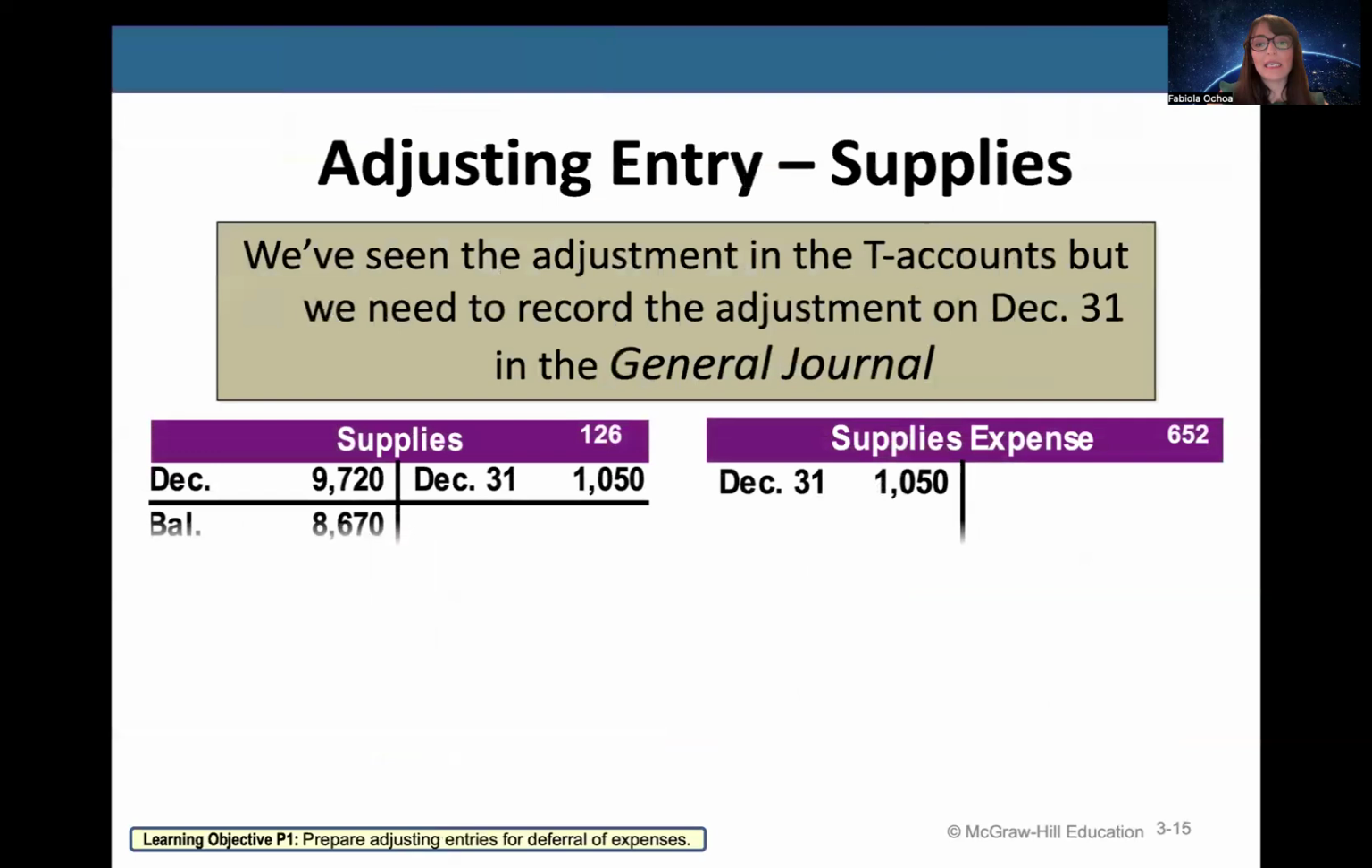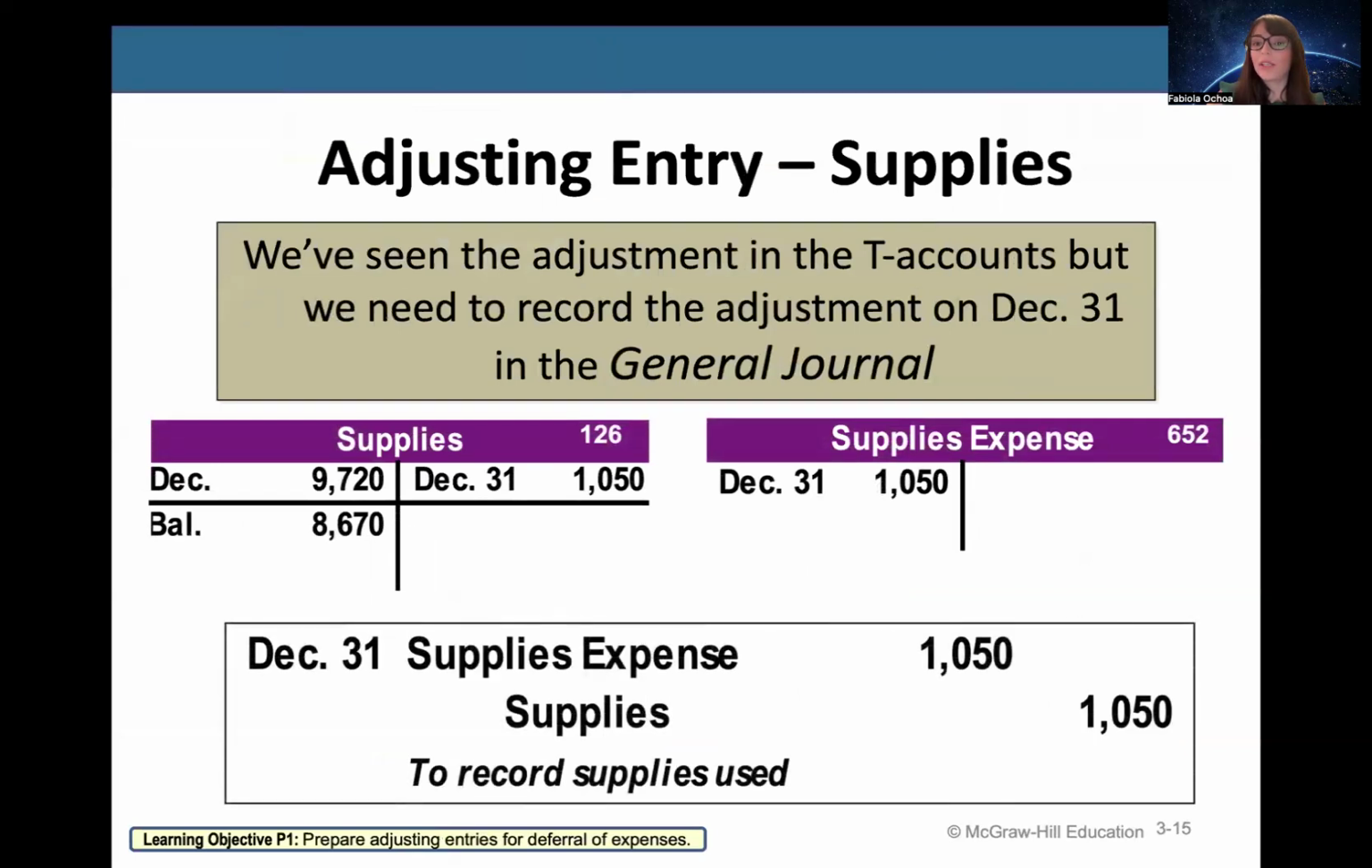So now we've seen the adjustment on T accounts, but we also need to record the adjustments in the general journal, right? We need to record adjusting journal entries here. So same as we have seen, you debit the supplies expense account from this T account. This is a debit. We debit it and bring it down here. Next, we need to credit the supplies account to record supplies that are used.